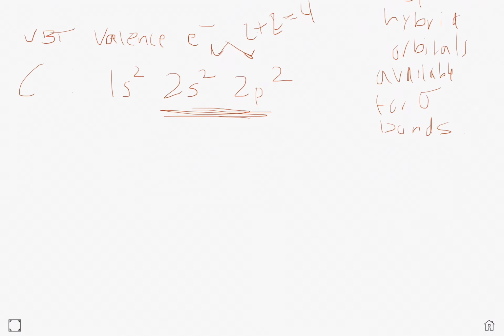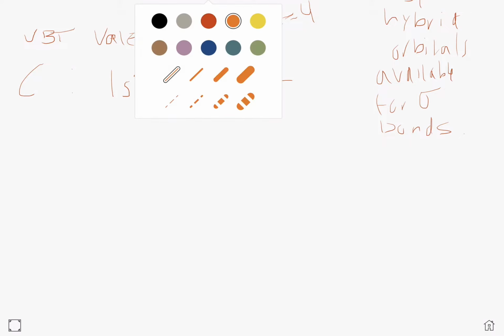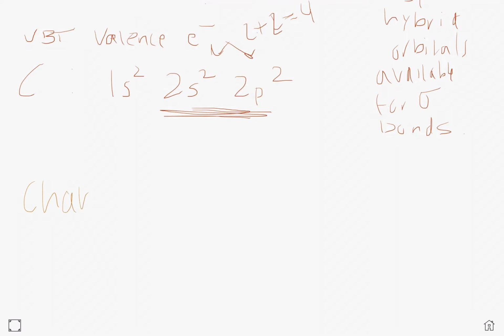And so the characteristic of carbon with 4 sigma bonds is tetrahedral, and has approximately a bond angle of 109.5 degrees.